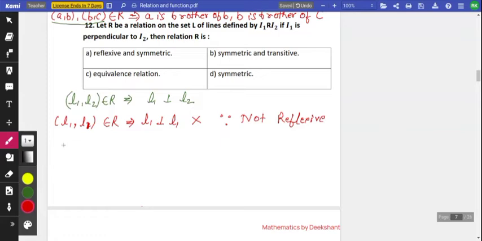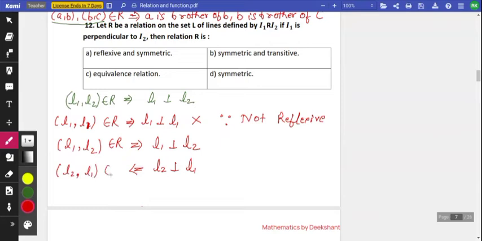For the given relation to be symmetric, if (L1, L2) belongs to R, it means L1 is perpendicular to L2. We can also say that L2 is perpendicular to L1. It means (L2, L1) belongs to relation R. So the given relation is symmetric because (L1, L2) belongs to R and (L2, L1) also belongs to R. Therefore, the given relation is symmetric.